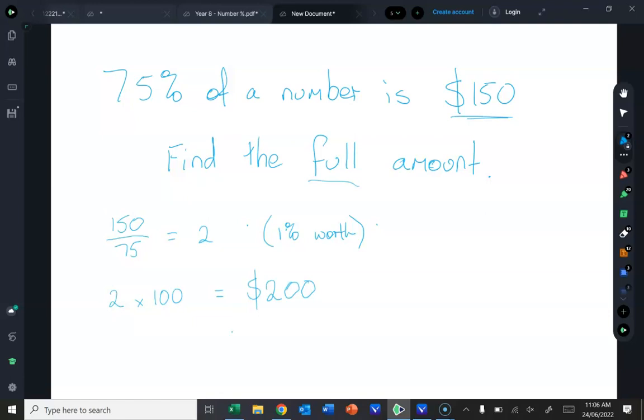And this is really useful if you've got an amount of money that includes GST, and you've got to try and work out what that amount of money is before GST.